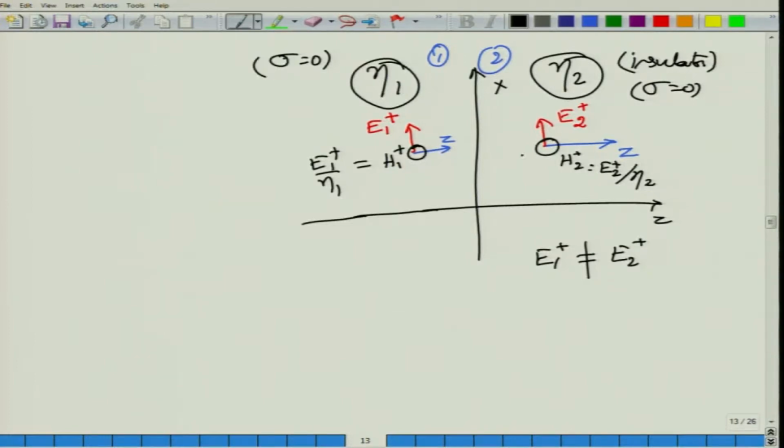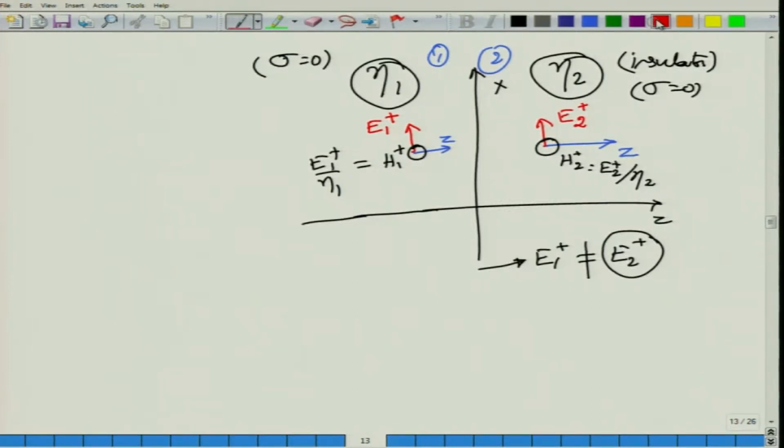There cannot be additional transmitted fields, you can show that, because it only means that you can try to increase this one, but please remember these have to be valid for all times and at all points along the z equal to 0 plane. Because of that, you can clearly show that there has to be a reflected wave, and that reflected wave will be at the same frequency as the incident wave. The transmitted wave will also be at the same frequency as the incident wave.